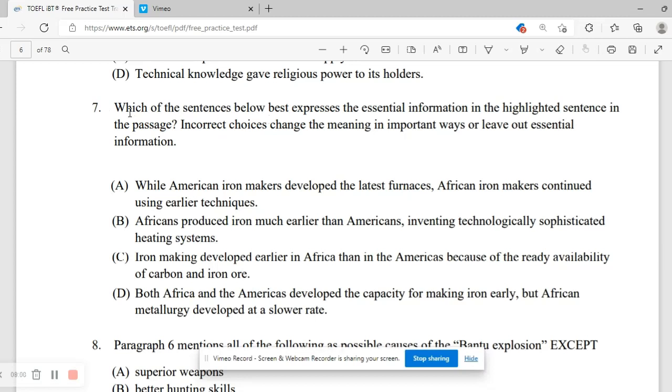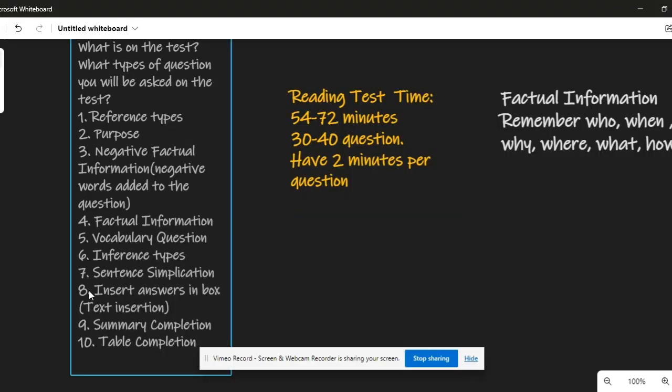So here it says which of the sentences below best expresses the essential information. Let me go back to the previous slide. That is simply sentence simplification. In other words, these are essential information type questions, or sentence simplification questions. So there are two names, so don't be confused by the names. Anyway, we can name it essential information type questions.